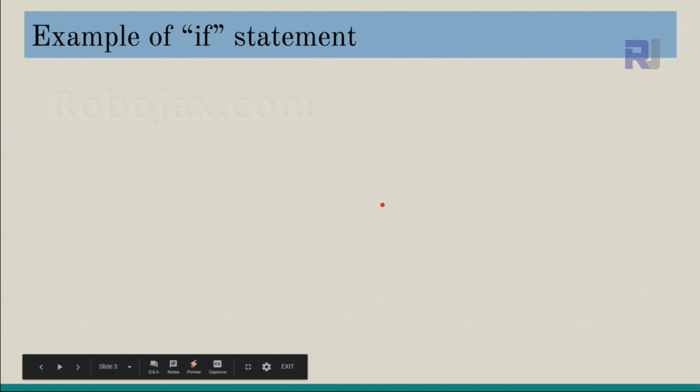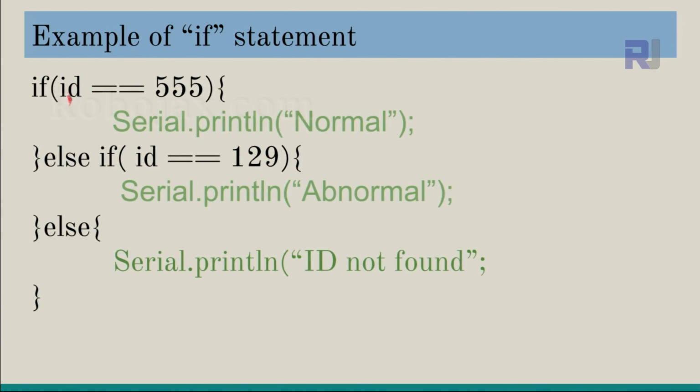An example of an if statement: we can have id as a variable. We are checking if id is equal to 555. The two equal signs are for comparison purposes, and we are comparing id with 555. If this is true, then we print this text with Serial.println: normal. We could do more, but for simplicity I'm just putting this one line. If this is true, this will be printed, but you can have multiple lines and complicated code.